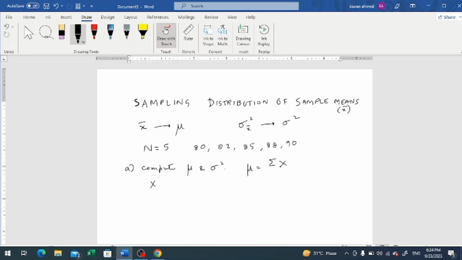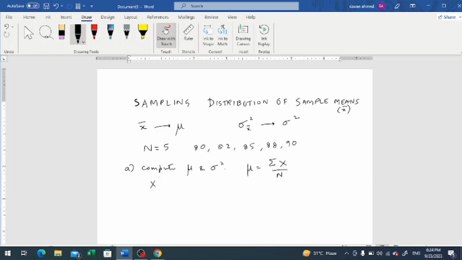summation X over N. Here you can notice one thing, that I am using uppercase letters on the right hand side of the formula. This is the norm to represent population parameter notations. So this uppercase X is representing every observation that belongs to the population, whereas this uppercase N in the divisor is representing the size of the population.